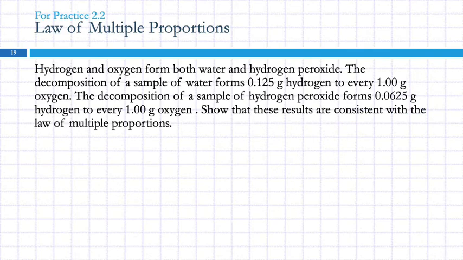So let's do a problem. Hydrogen and oxygen both form water and hydrogen peroxide. The decomposition of a sample of water forms 0.125 grams of hydrogen to every 1 gram of oxygen. The decomposition of a sample of hydrogen peroxide forms 0.0625 grams of hydrogen to every 1 gram of oxygen. Show that these results are consistent with the law of multiple proportions. So we've got our water, and that had a ratio of 0.125 grams hydrogen to 1 gram oxygen.